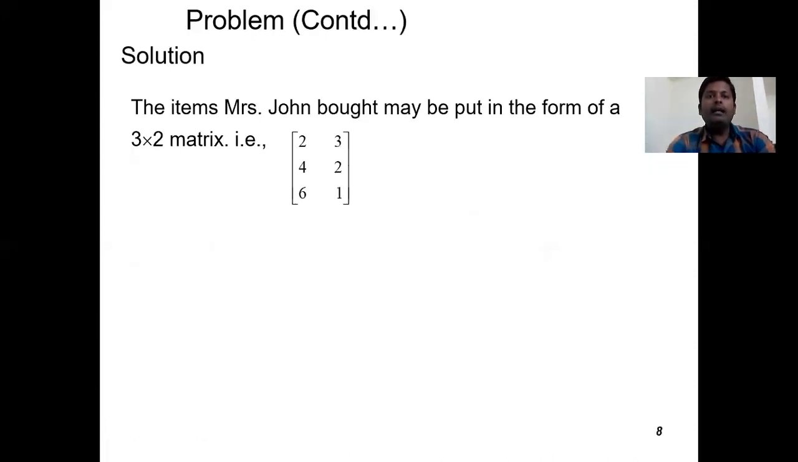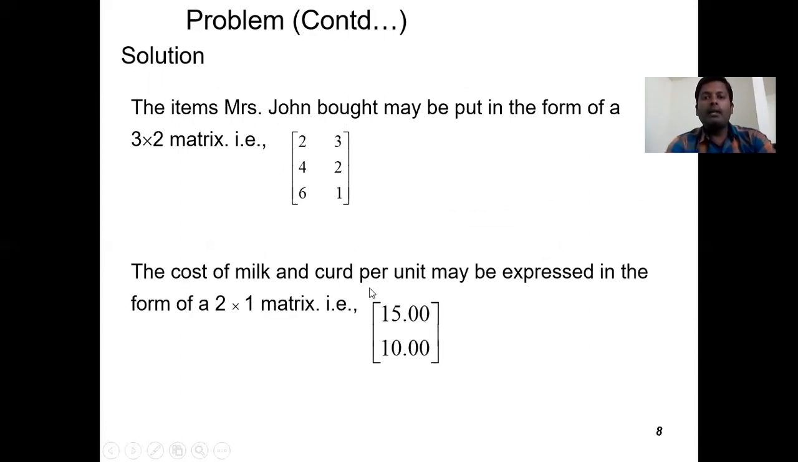The items Mr. John bought may be put in the form of a 3 by 2 matrix. What is the matrix? 2, 3, 4, 2, 6, 1. These are the total milk, and these are the total curd. The cost of milk and curd per unit may be expressed in the form of a 2 by 1 matrix, that is 15 rupees and 10 rupees. You write here only one column and 2 rows. So how to write this one? A 2 by 1 matrix.